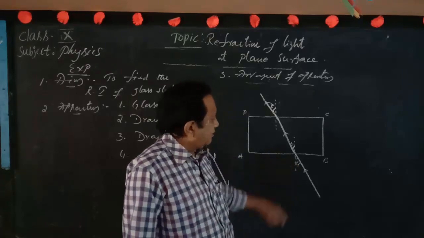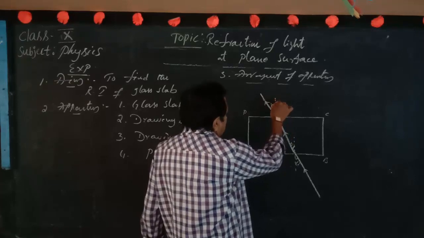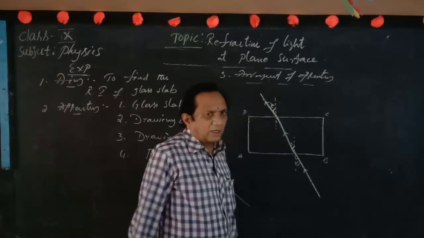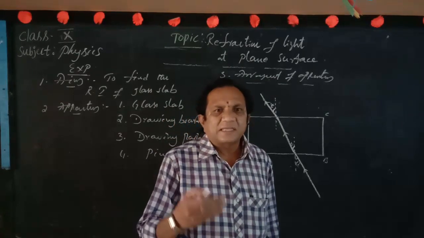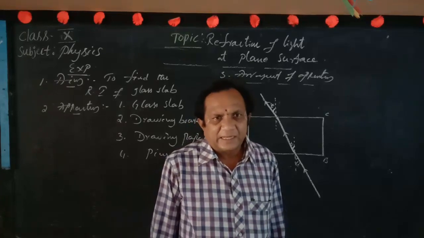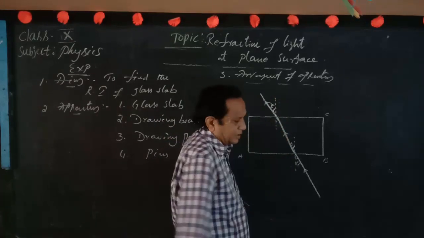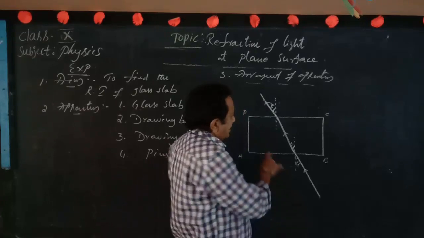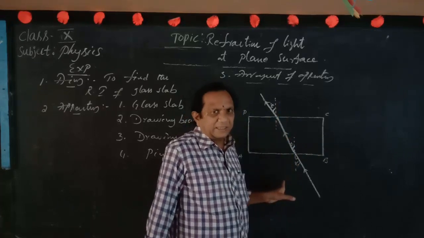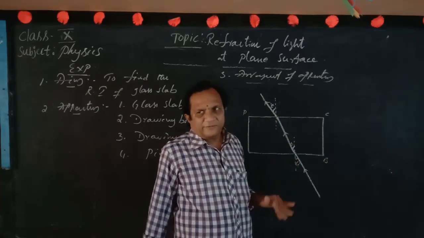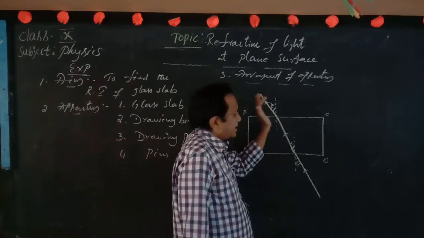Then the angle of incidence is to be found. The emergent ray passes out of the slab parallel to the incident ray, and that forms a lateral shift and a vertical shift. The lateral shift is parallel to the axis, and the vertical shift is perpendicular to the axis. Here the vertical shift is also to be measured.